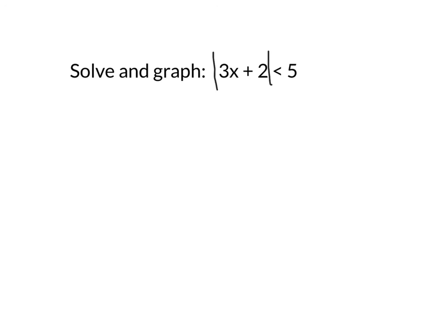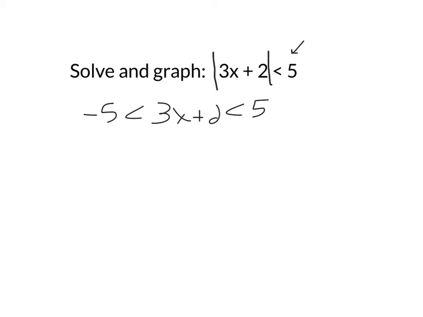All right, try a couple here. Solve and graph this one. It's less than, so I'm thinking already that means the numbers are less than 5 away from 0, which puts you between 5 and negative 5. If you think about a number line, those are the numbers that are less than 5 away from 0.